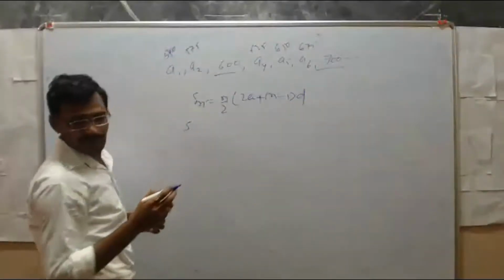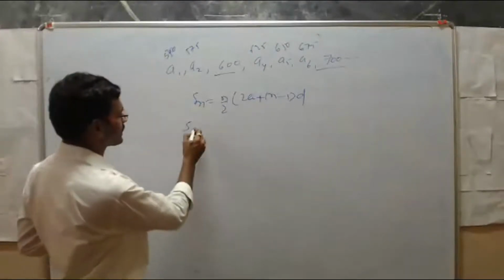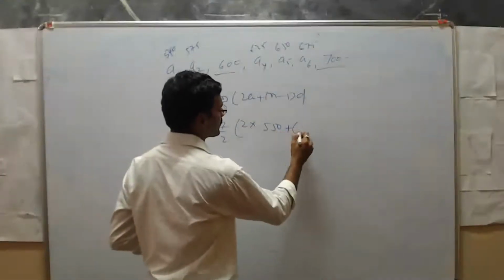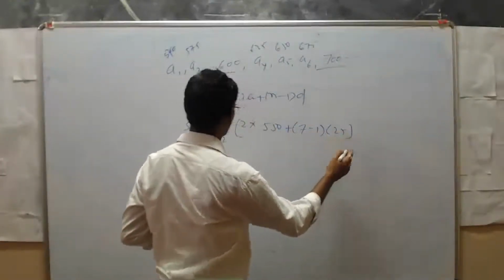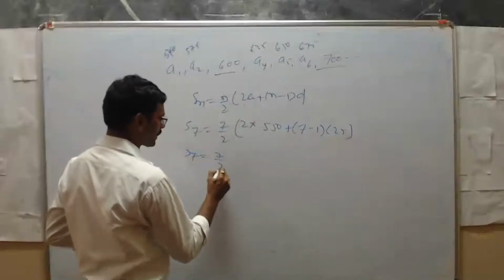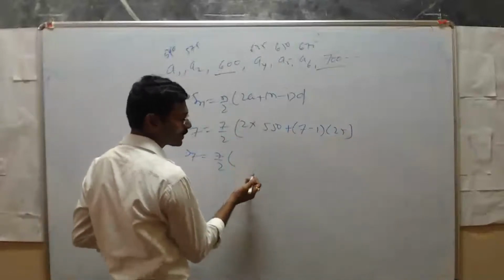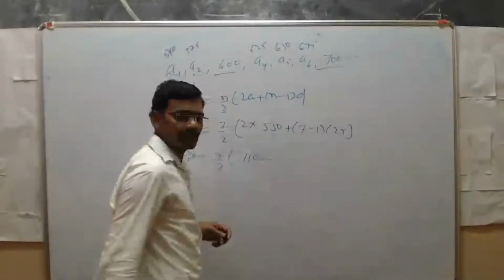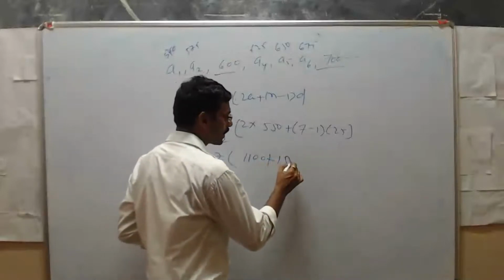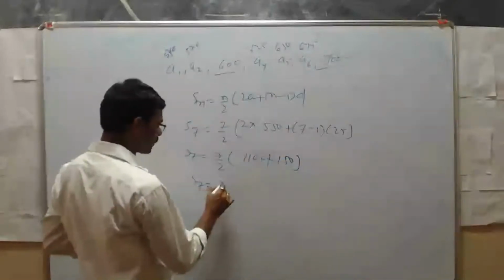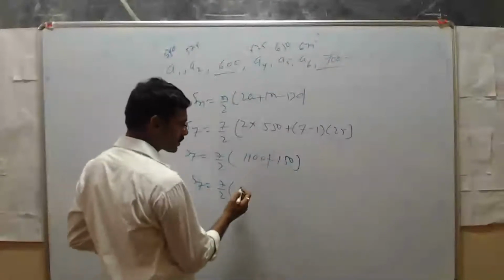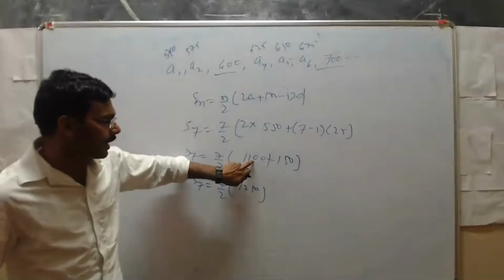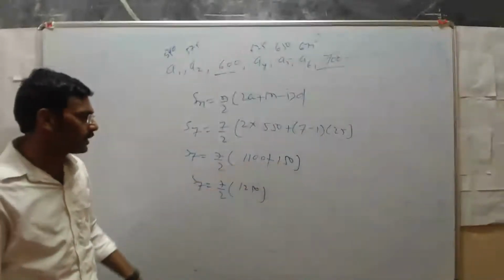Then how many years do we have to find? S7. S7 is equal to 7 by 2 into 2a, where the A value is 550, plus n minus 1, where n is 7 minus 1, and the D value is 25. S7 is equal to 7 by 2 into 550 into 2, which is 1100, plus 7 minus 1 is 6, 6 into 25 is how much? 150. Therefore, S7 is equal to 7 by 2 into how much? 1250, because 1100 plus 150 is 1250.